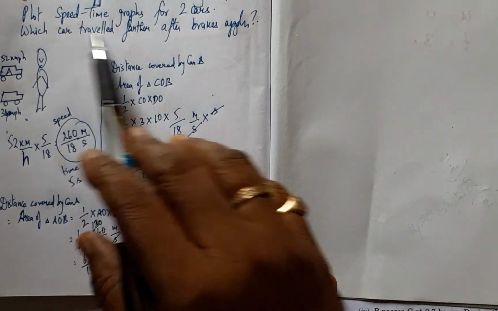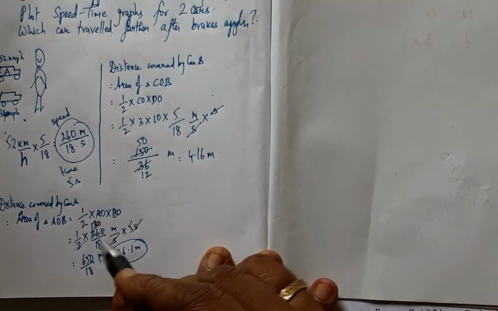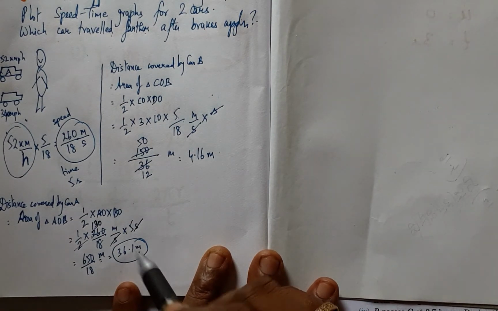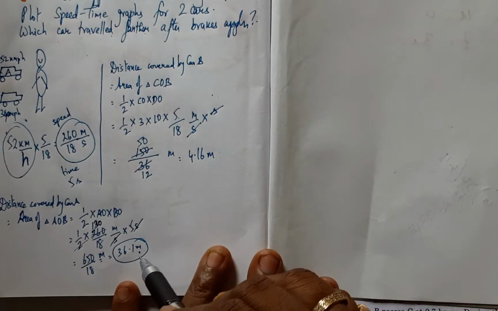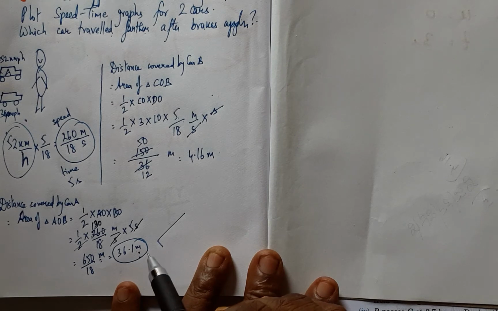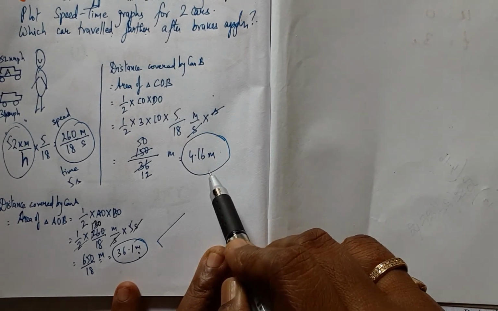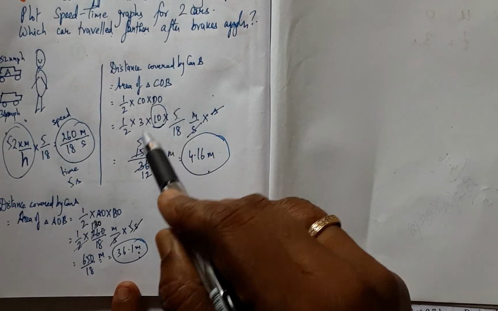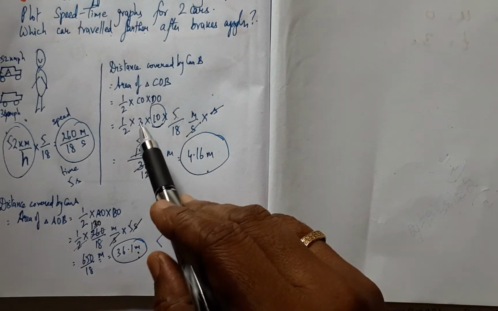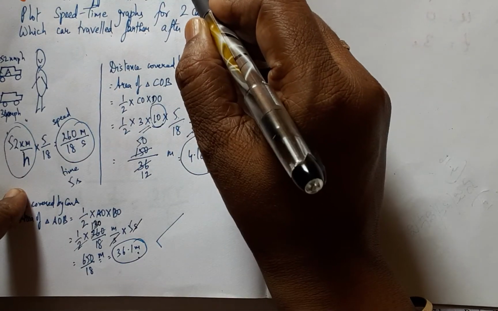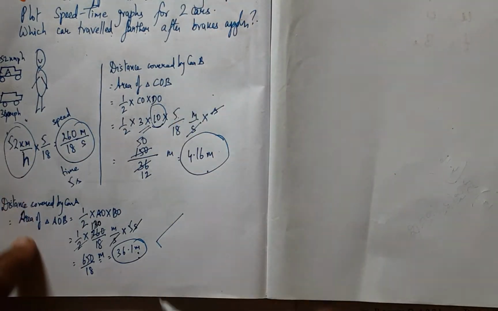So our question: which car traveled farther after brake application? The one traveling at 52 kilometers per hour, even though it has traveled for only 5 seconds, has traveled a distance of 36.1 meters before coming to rest, and car B has traveled only this distance but has taken a longer time and also a very low speed. The question comprises 3 kilometers per hour. The car is traveling very slowly.